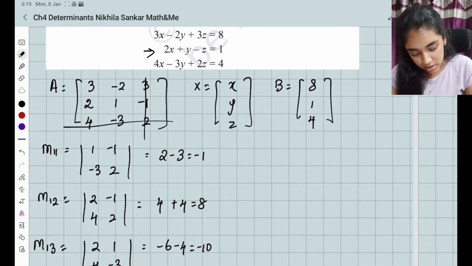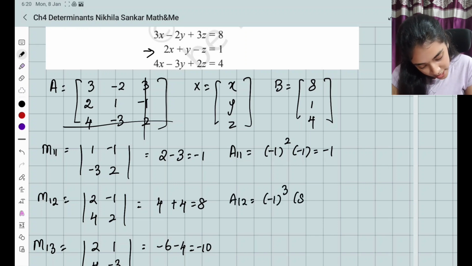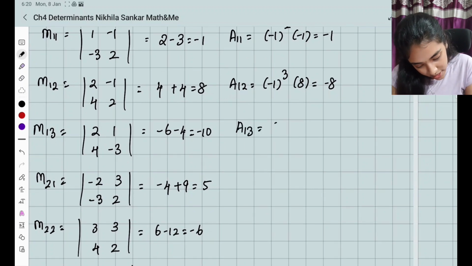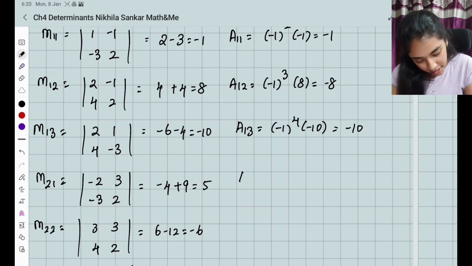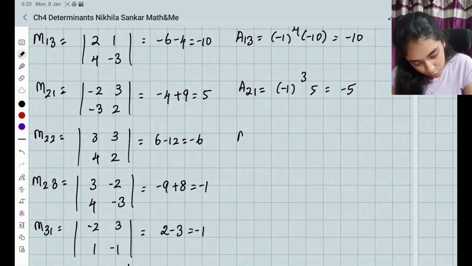Now the cofactors. Okay. So A11 is going to be minus 1 to the power 2 times minus 1 which is minus 1. Then A12 equals minus 1 to the power 3 times 8 which is minus 8. Next A13 is going to be minus 1 to the power 4 times minus 10 which is going to be minus 10. A21 is minus 1 to the power 3 times 5 which is minus 5. Okay, be careful with the signs.